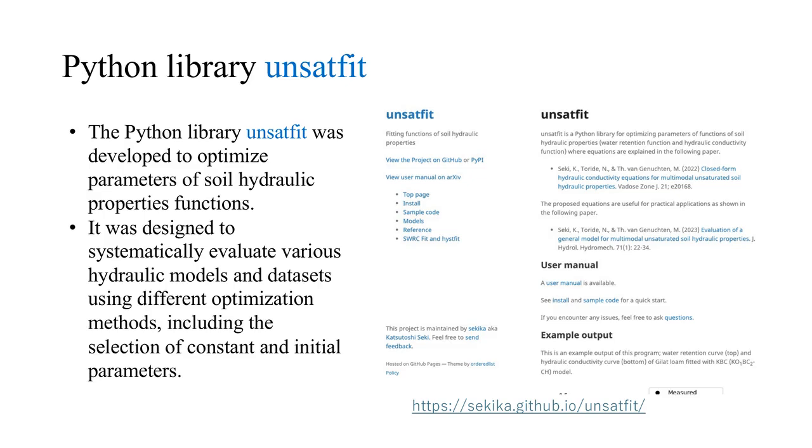Now I will talk about a program that I developed. To write the papers I mentioned earlier, I created a Python library called unsatfit, which is designed to optimize parameters of soil hydraulic property functions. It was developed to systematically evaluate various hydraulic models and datasets using different optimization methods, including the selection of constant and initial parameters. This is a screenshot of the website.